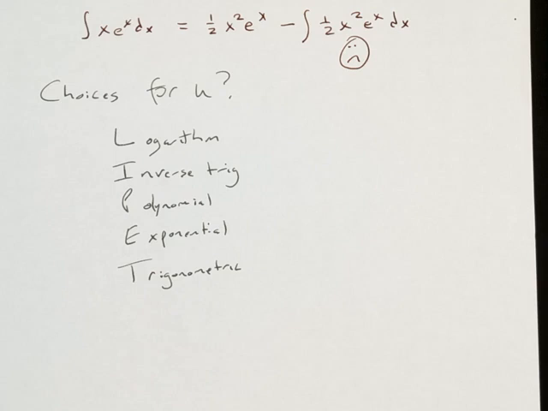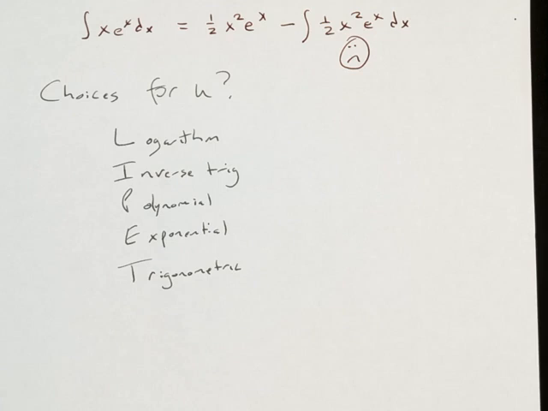That's why I don't like picking u to be trig, because what happens if you get a secant, you take a derivative, you get secant times tangent. You take a tangent, you take a derivative, you get secant squared. I get more stuff. So instead of reducing, I'm expanding, and that hurts.